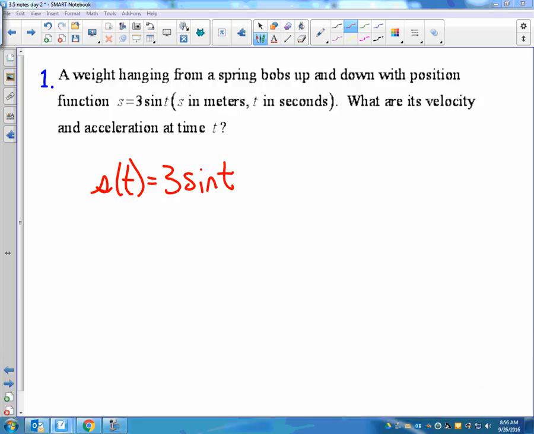So this is just practicing your trig. And the great thing is when we're talking about simple harmonic motion, it's not going to be a tangent or a secant or a cotangent. It's going to be a sine or a cosine function. So those are the easy ones, right?